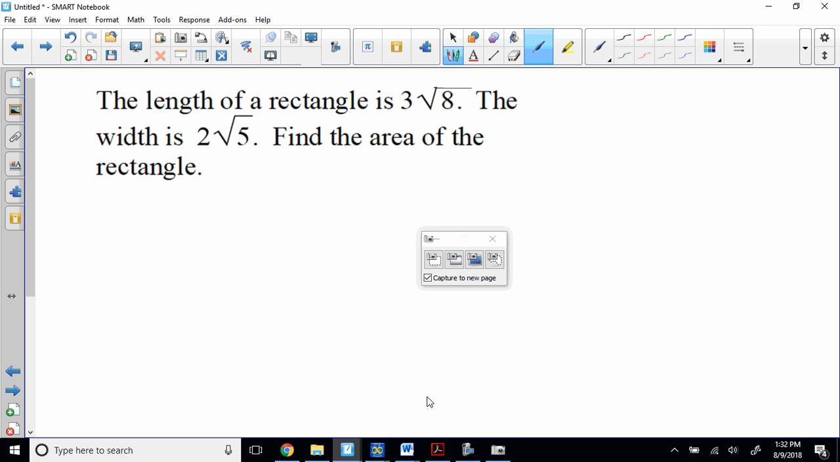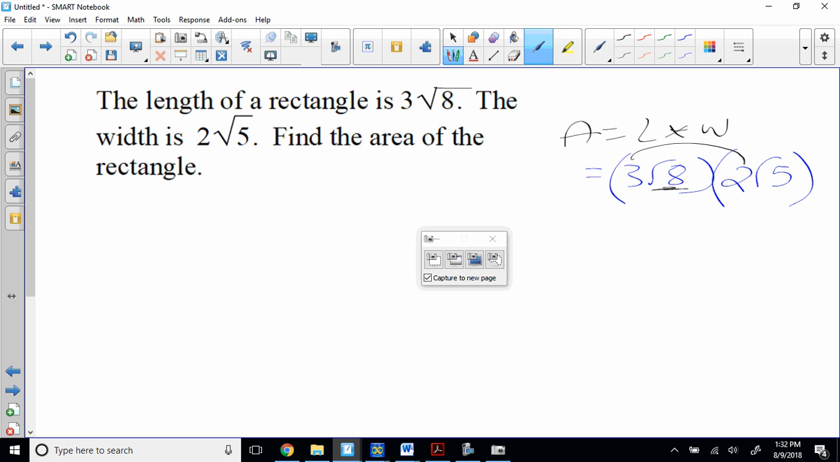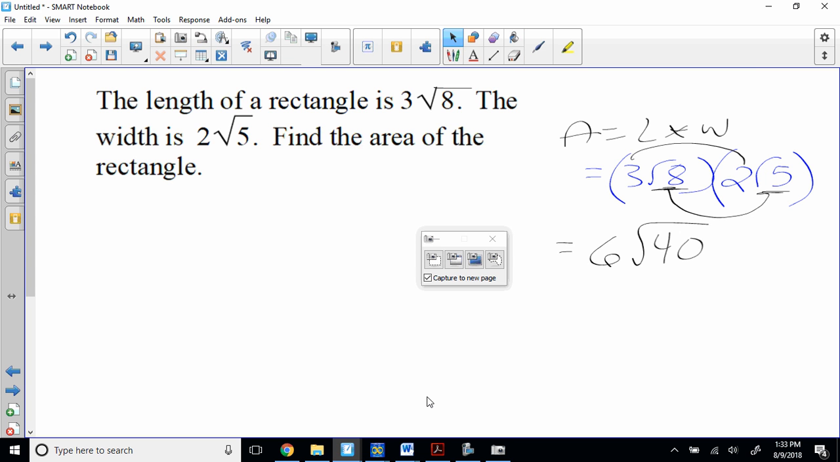Now, area is length times width. So let's plug in our stuff. Our length is what? 3 square roots of 8. And my width is 2 square roots of what? 5. Outside to outside, inside to what? Inside. So 3 times 2, square root of 8 times square root of 5, right? 3 times 2 is 6. Square root of 8 times square root of 5 is what? 40. Now, can I simplify 40?